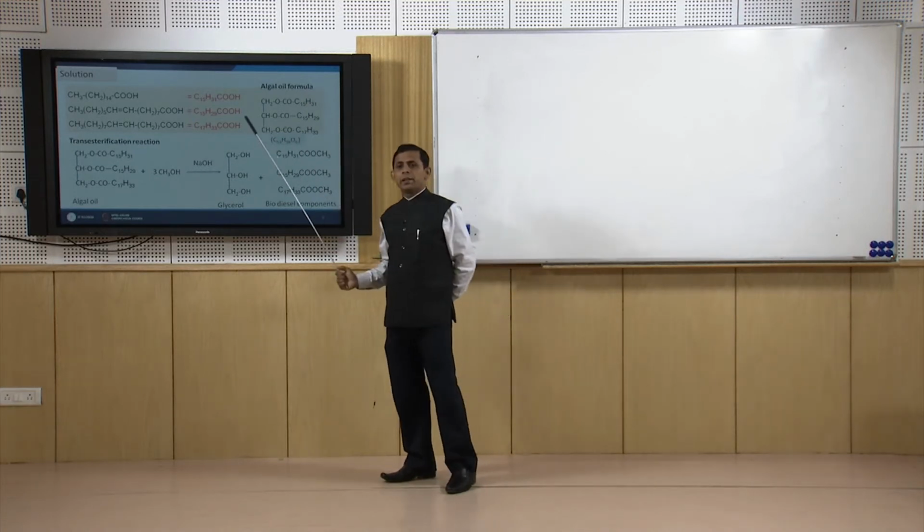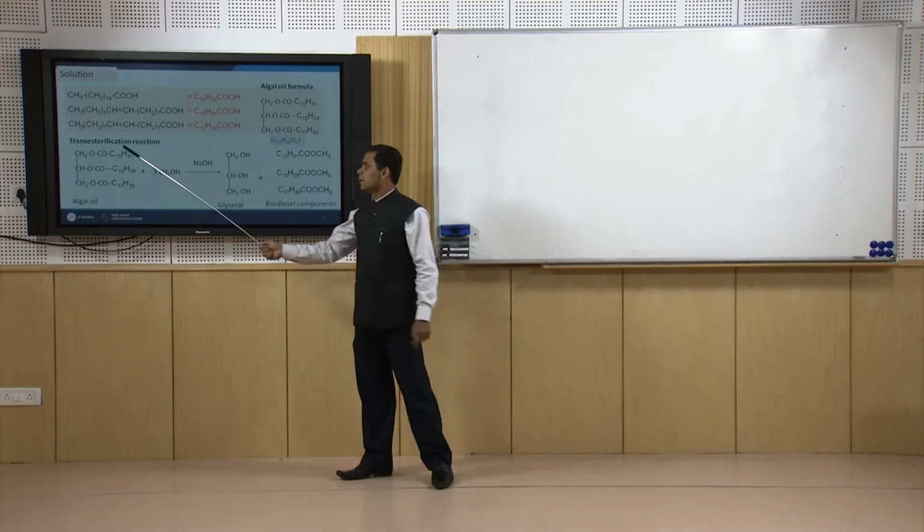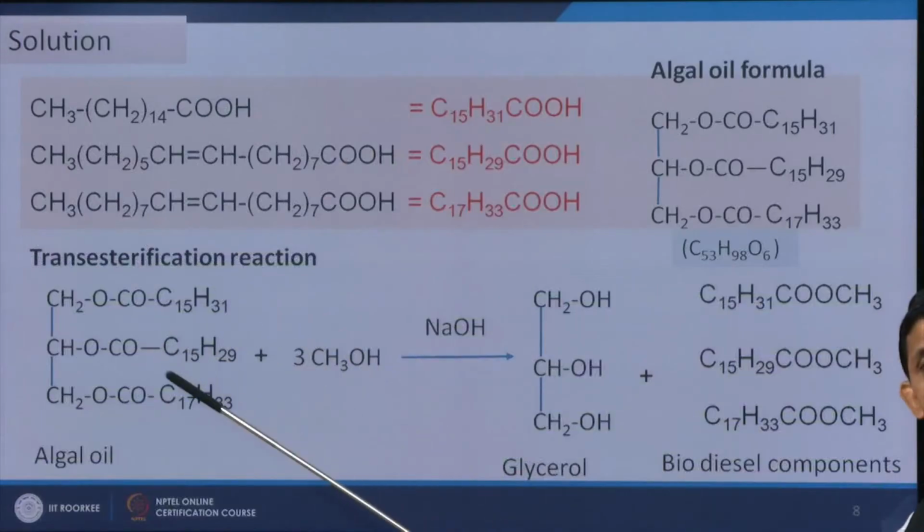And now what will be the reaction? This is our algal oil, which is reacted with alcohol, that is methanol, in presence of NaOH. So, we are getting glycerol and 3 different methyl esters: C15H31COOCH3, C15H29COOCH3 and C17H33COOCH3.